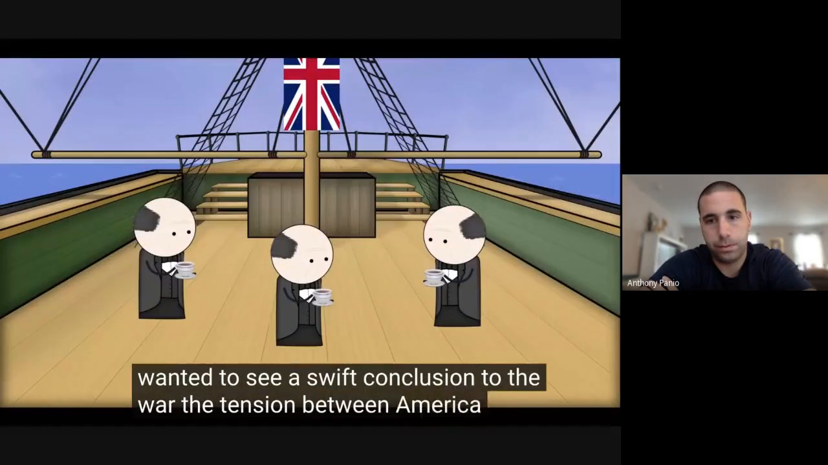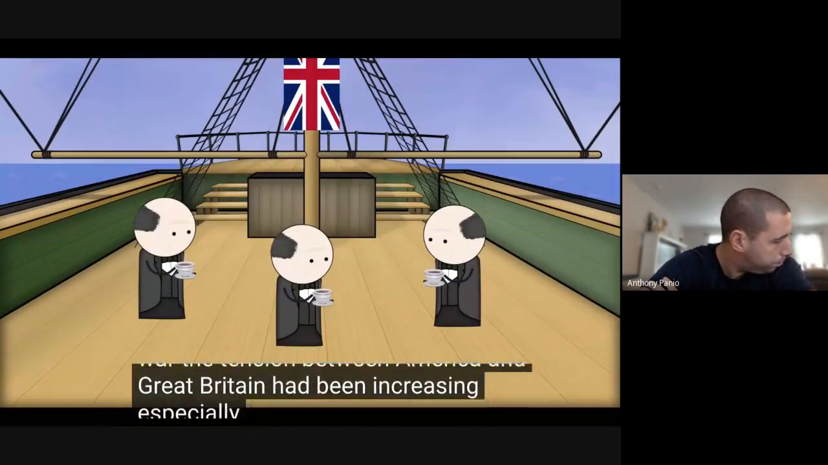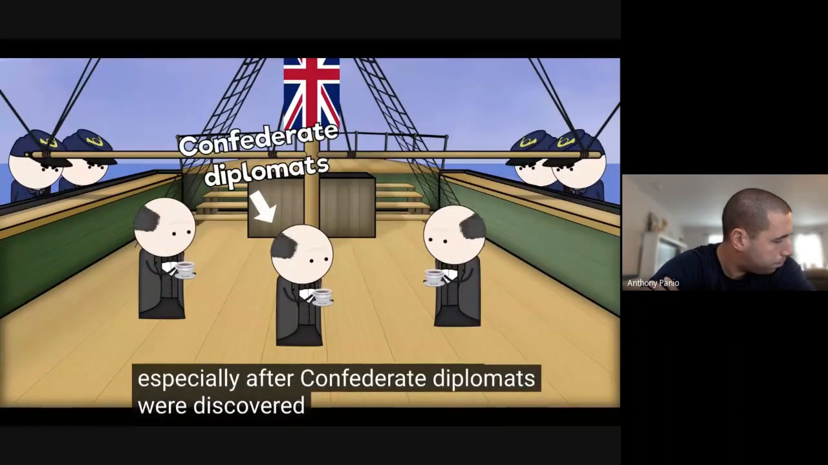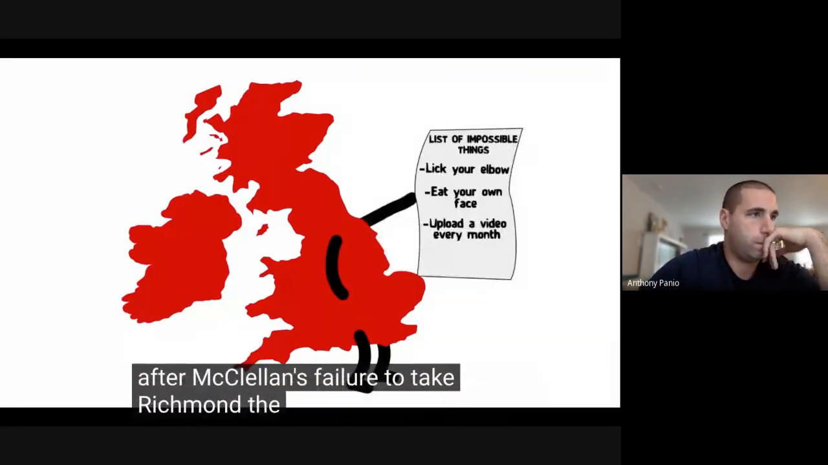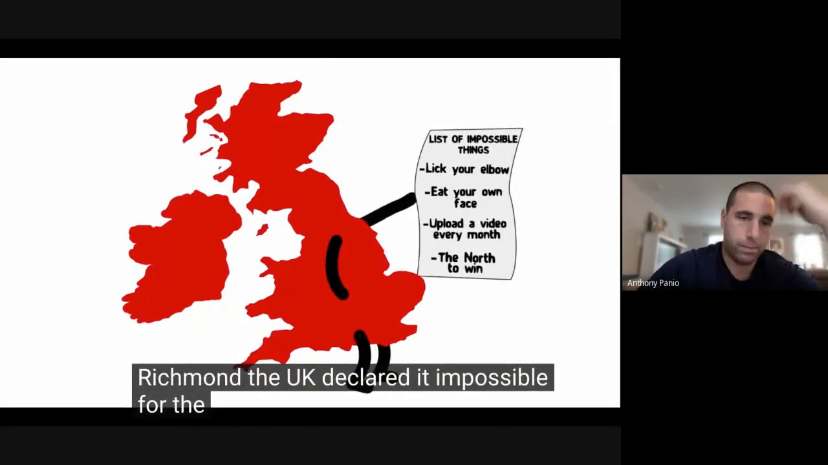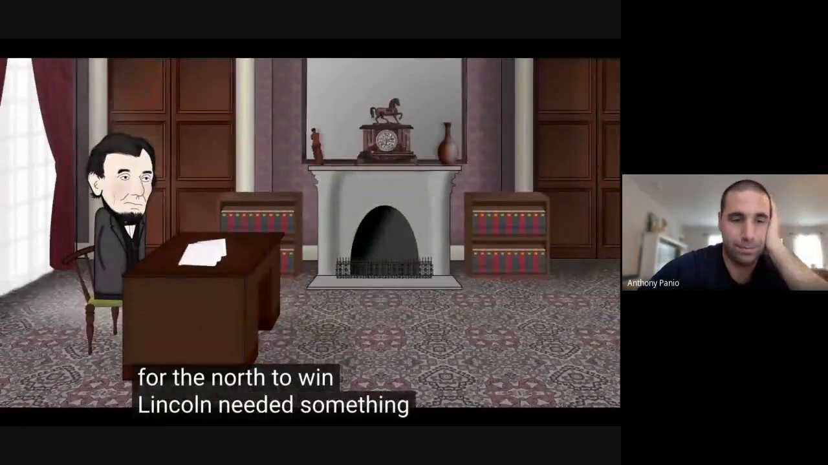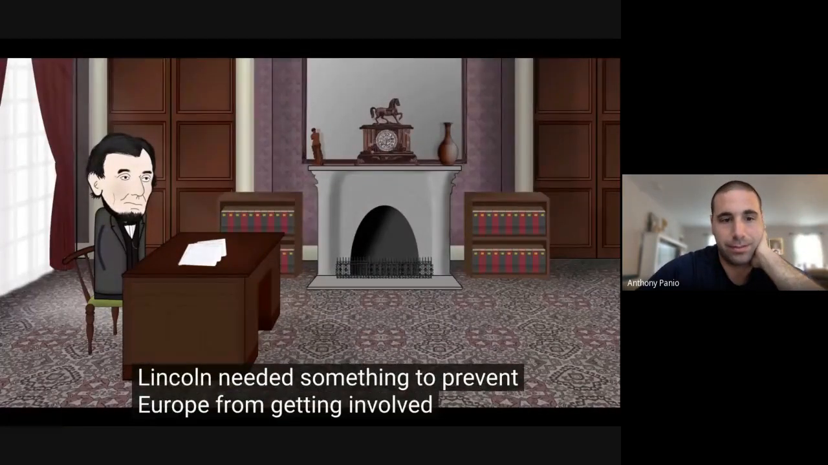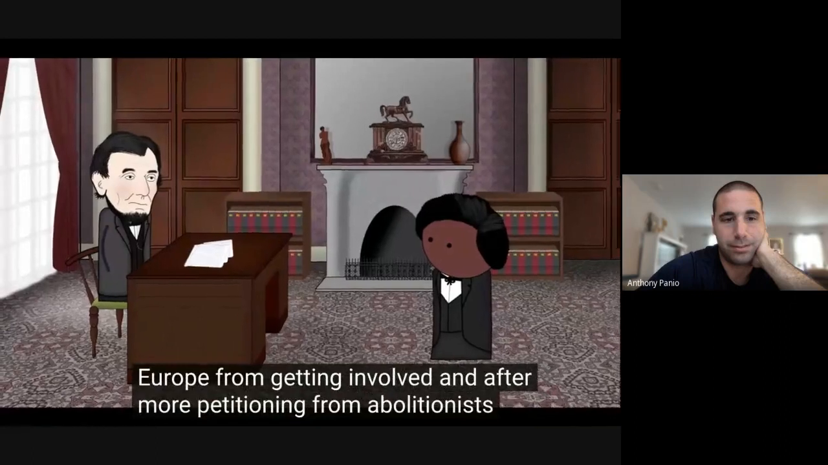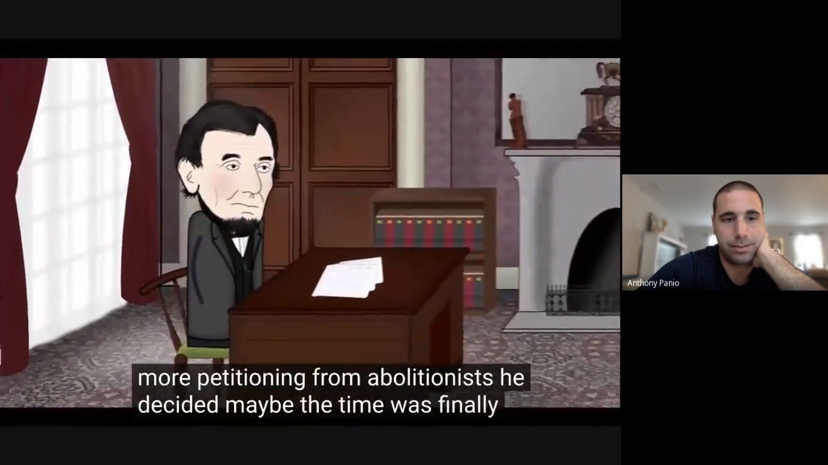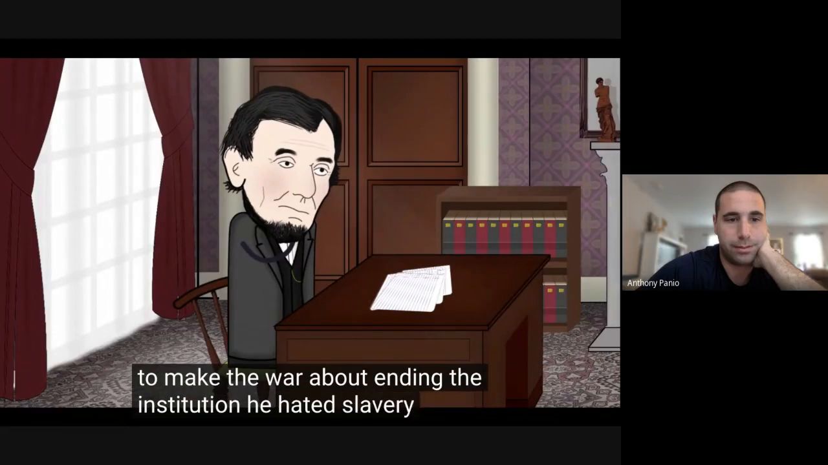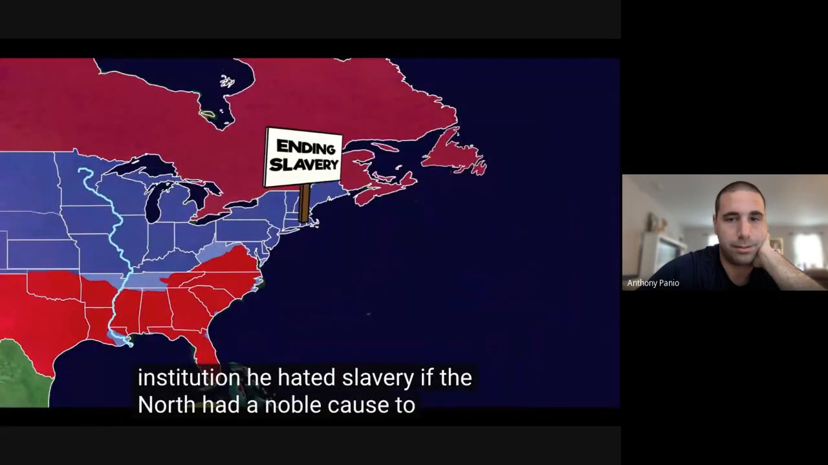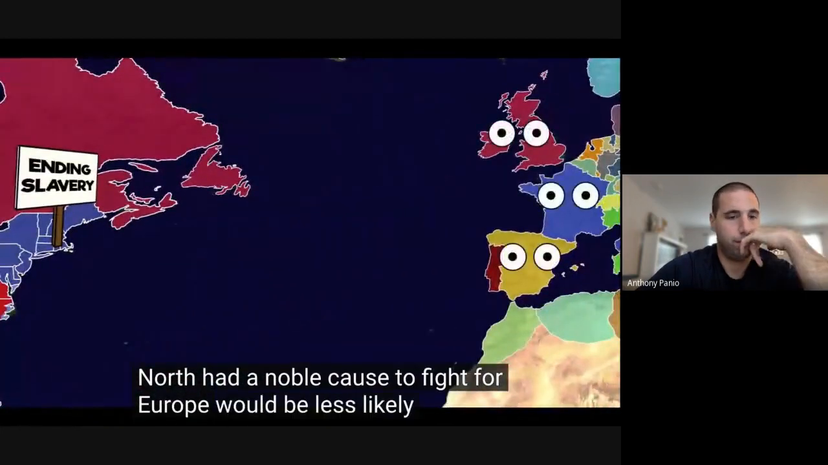The tension between America and Great Britain had been increasing, especially after Confederate diplomats were discovered on a British ship. Now, after McClellan's failure to take Richmond, the UK declared it impossible for the North to win. Lincoln needed something to prevent Europe from getting involved, and after more petitioning from abolitionists, he decided maybe the time was finally right to make the war about ending the institution he hated, slavery. If the North had a noble cause to fight for, Europe would be less likely to intervene.